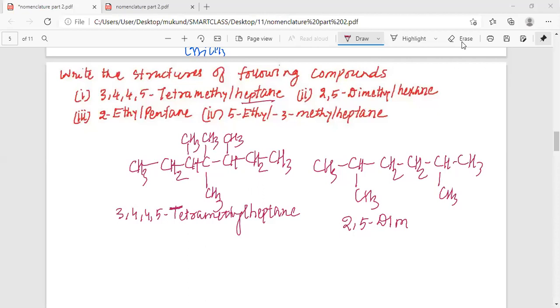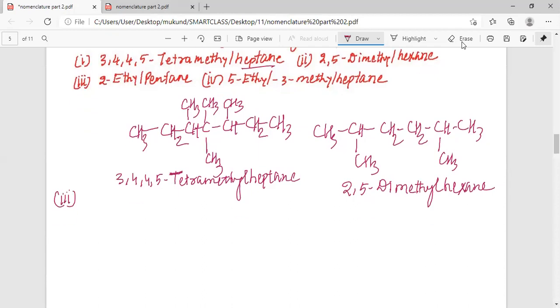So here, my dear students, we can write it as 2,5-dimethyl hexane. Then, my dear students, we can go for the third compound and let us see what it is. It's a 2-ethyl pentane. So see, pentane has got 5 carbons, 1, 2, 3, 4 and 5.